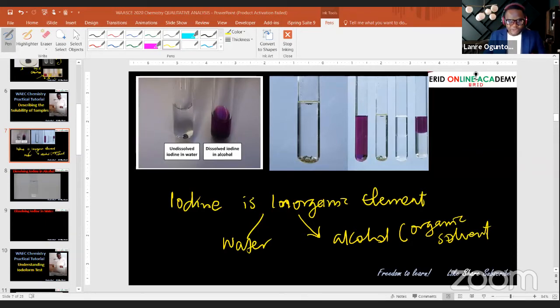Let me just try to bail us out here so we can maximize time on this. Essentially, because iodine is an inorganic element, it is going to dissolve more in alcohol than in water. Iodine does not dissolve well in water, but it dissolves well in alcohol. Let me show you a laboratory solution of iodine in water, so that you can see that quickly.